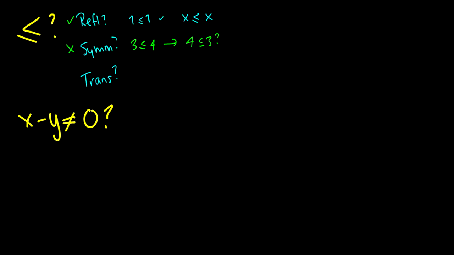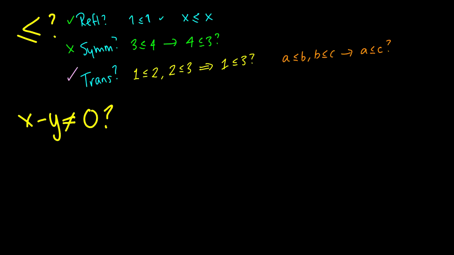What about transitive? If 1 is less than or equal to 2, and 2 is less than or equal to 3, does this mean that 1 is less than or equal to 3? Of course the answer is yes, it is transitive. Of course you have to do this for arbitrary values: if A is less than or equal to B, and B is less than or equal to C, does it hold that A is less than or equal to C? You can't find a counterexample to this, so yes, it's transitive.